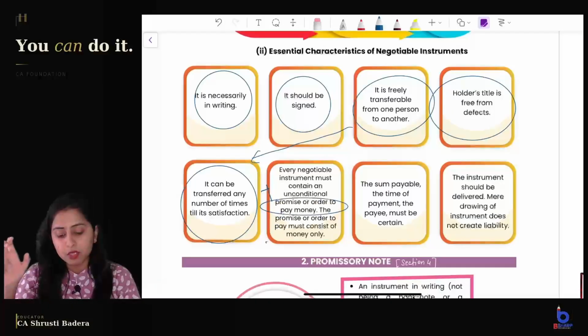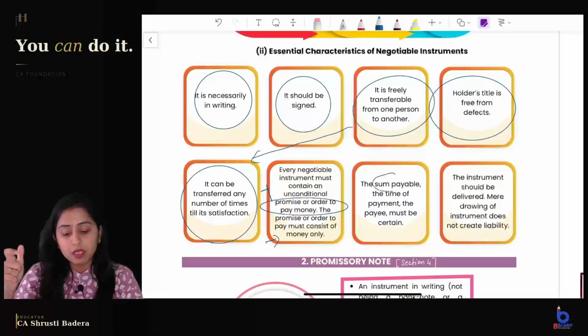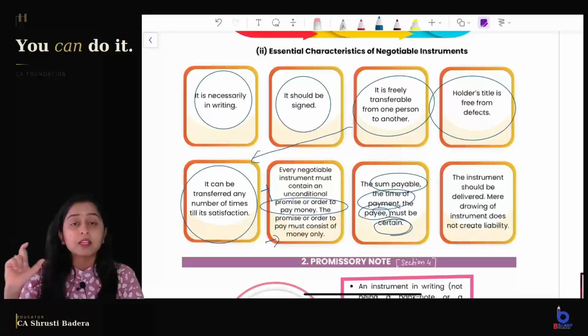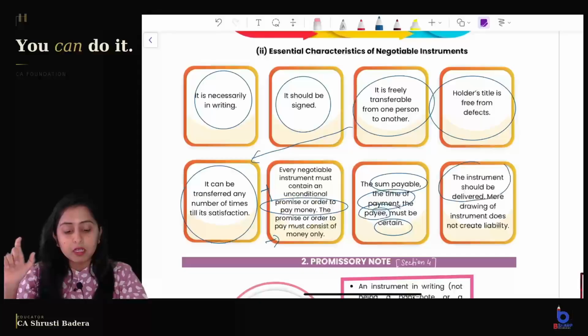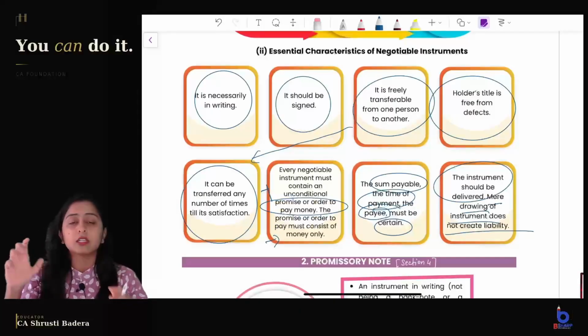The promise or order must consist of money only. Along with that, the amount should be certain, the sum payable, even the time of the payment and the payee must be certain, and the instrument should be delivered. Mere drawing of the instrument does not create any liability.